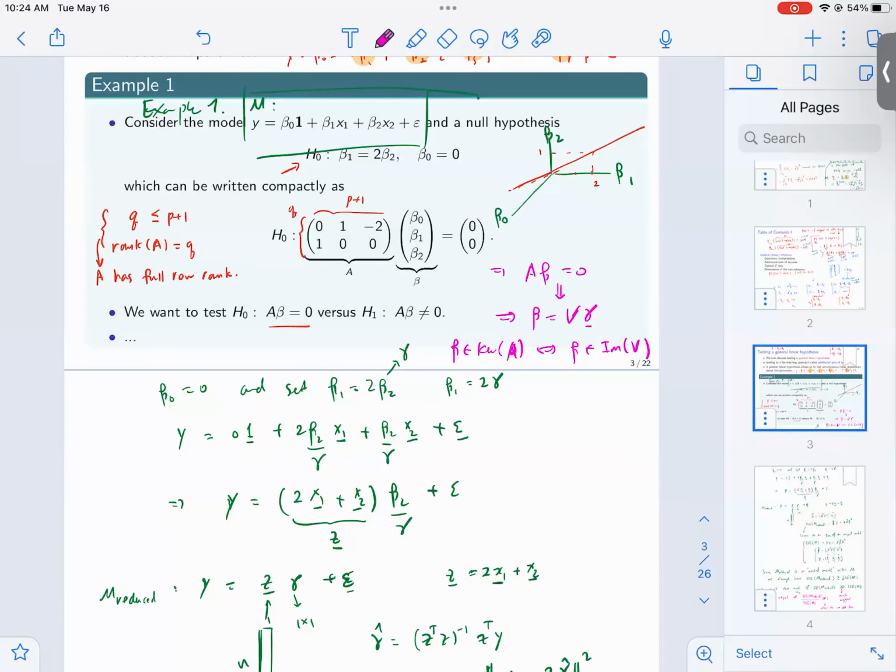But you have to determine this V from A. Here, basically, we have determined it. In this case, we've written beta as this Z gamma, so this Z turns out to be that V. But in general, it could have more columns.